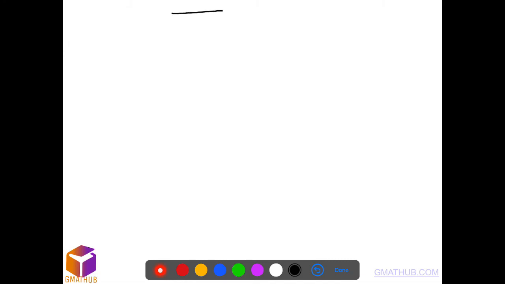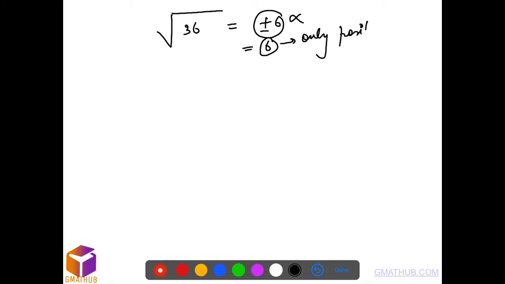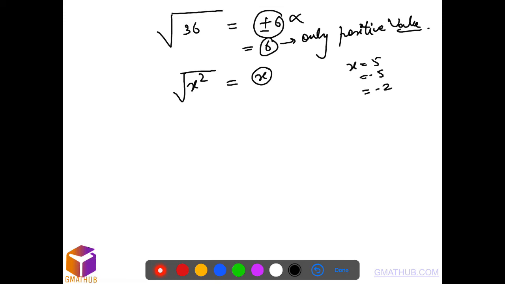Next, when we have square root, let's say square root of 36. Some people might think it could be plus minus 6. No, it's 6. It's only the positive value. For example, if I say square root of x square, so will the value be x? We don't know, because x could be 5, x could be minus 5, minus 2, anything.